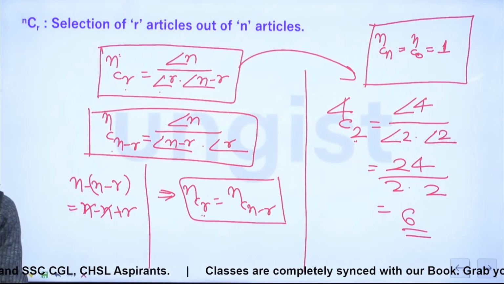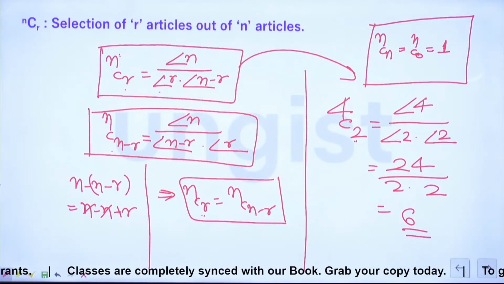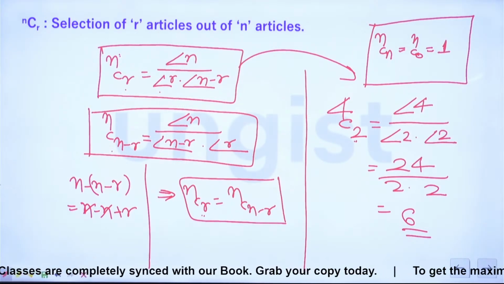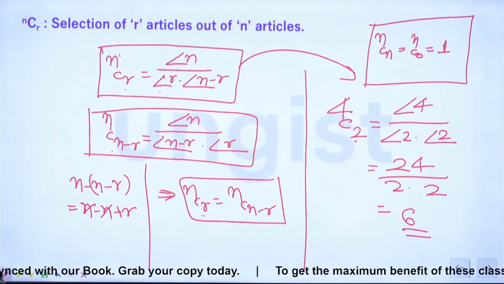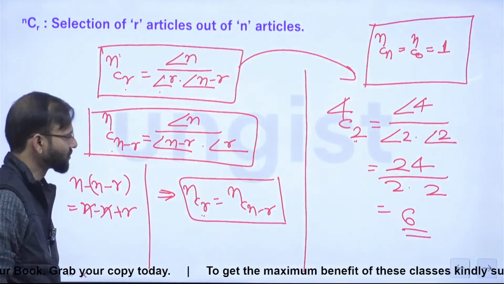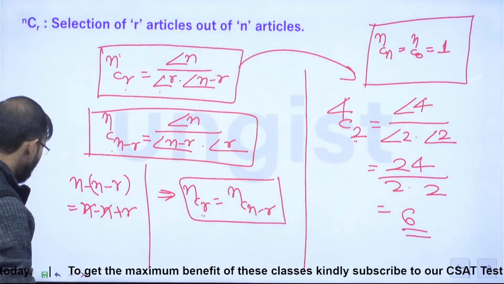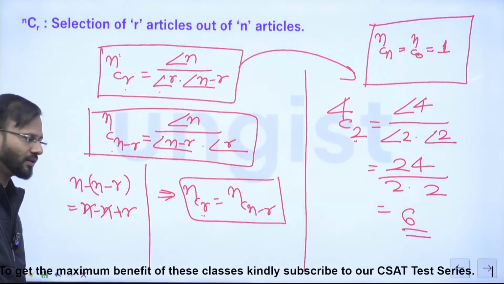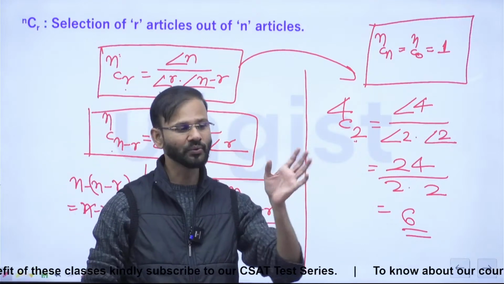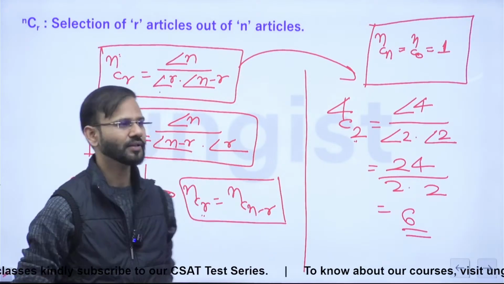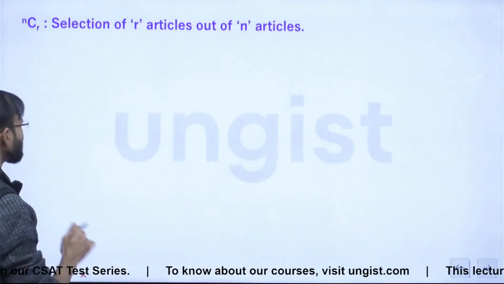Friends, any confusion? Any query? Okay. After that, I just want to solve some values and practice some values. Guys, what is NCR? NCR is factorial n divided by factorial r into factorial n minus r. Correct? Now I just want to solve some questions in front of you.